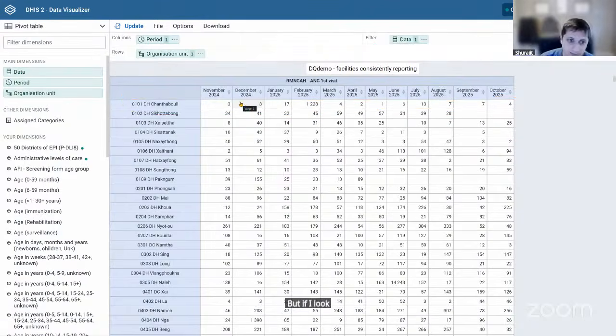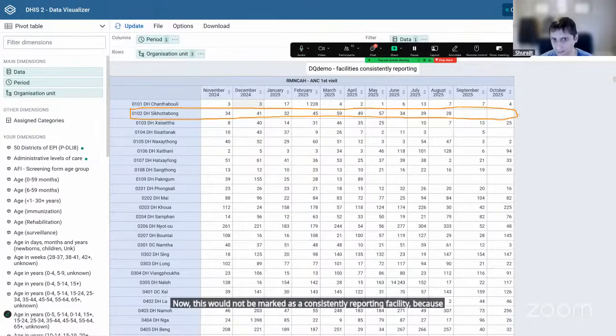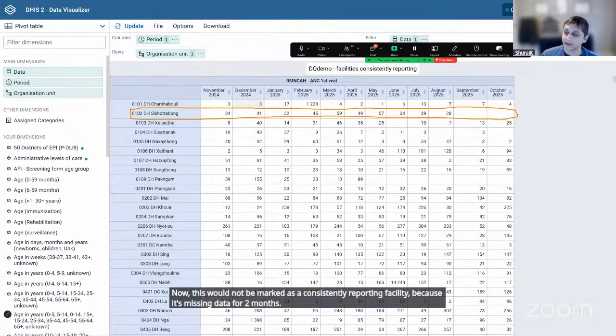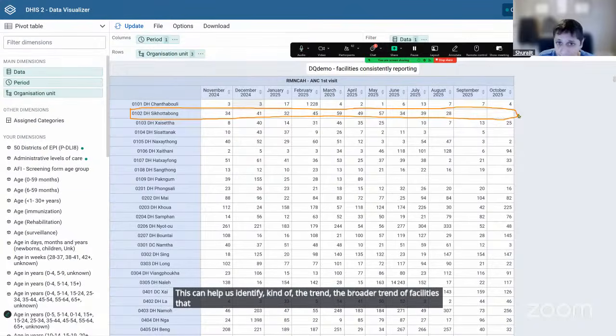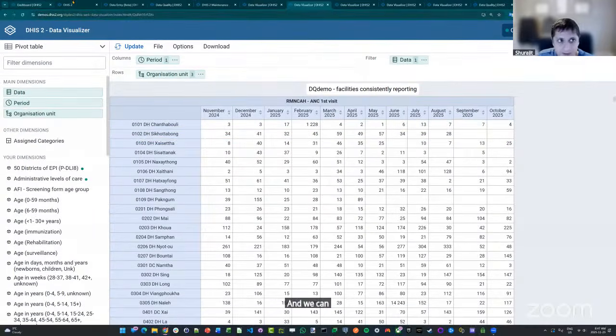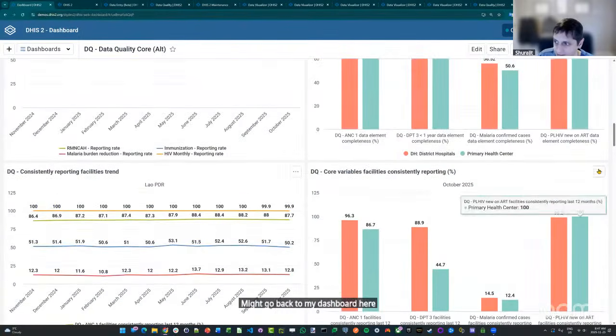But if I look at the one below, we can see that it's missing values for September and October. Now, this would not be marked as a consistently reporting facility because it's missing data for 2 months. So this can help us identify the broader trend of facilities that are reporting information. And we can similarly summarize these as metrics. I go back to my dashboard here.